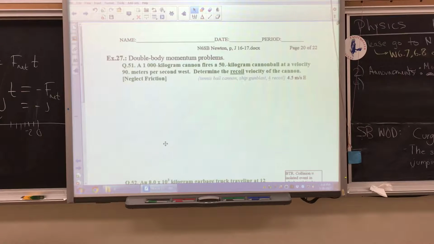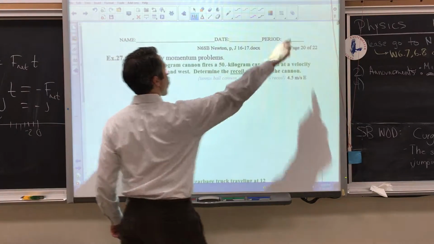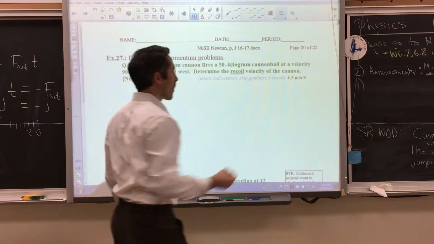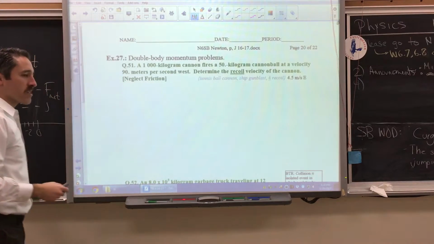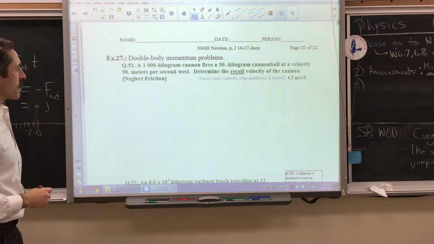Okay, so we're on to the two-body momentum problem. So let's do this. As usual, it's page 20 of the notes, unit 6, conservation of momentum. As usual, we check out our givens.